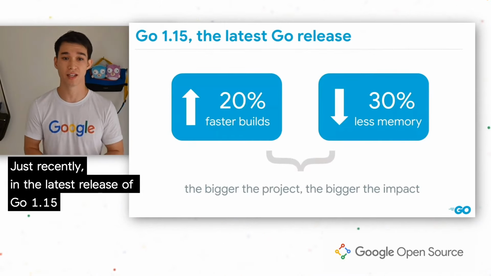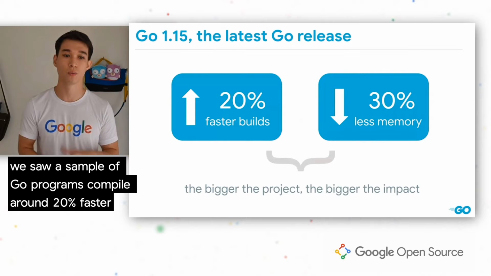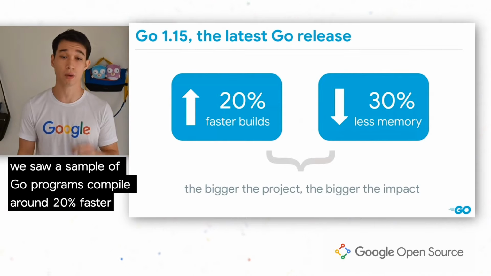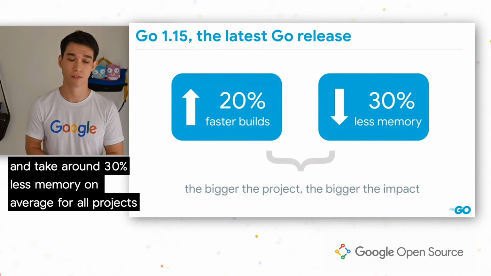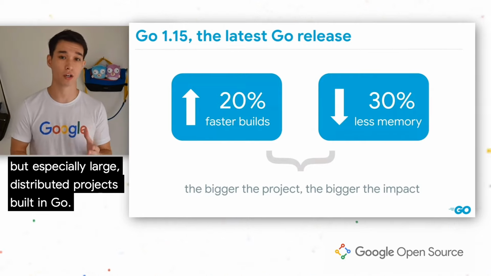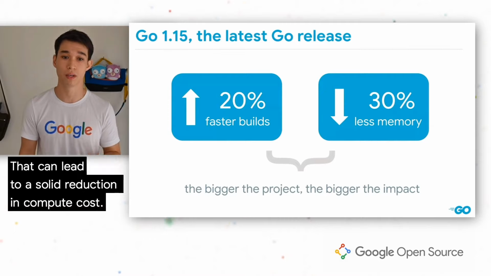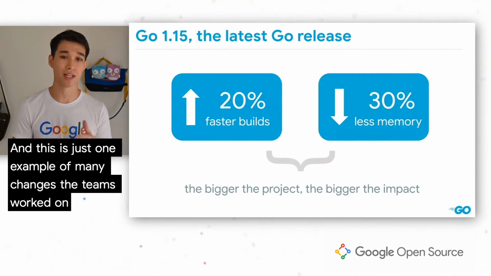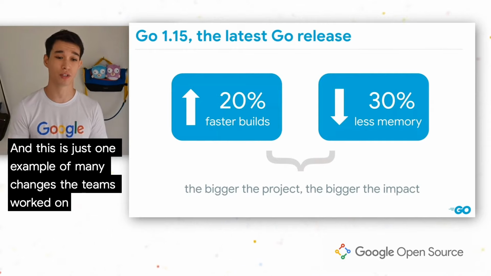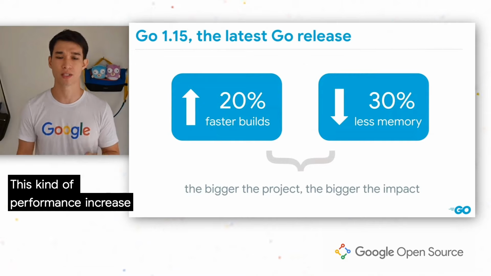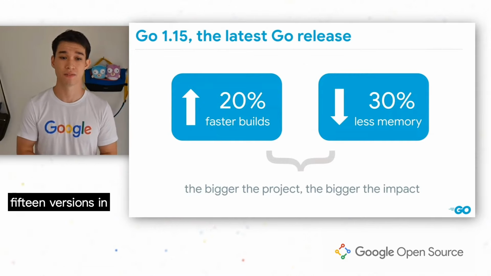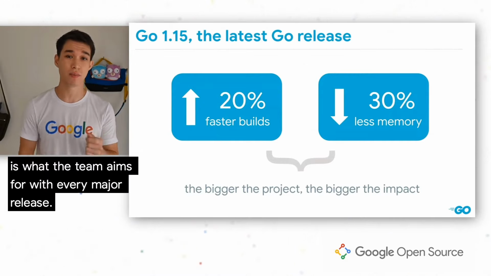Just recently, in the latest release of Go 1.15, we saw a sample of Go programs compile around 20% faster and take around 30% less memory on average for all projects, but especially large distributed projects built in Go. That can lead to a solid reduction in compute costs. And this is just one example of many changes the team has worked on and will continue to work on with the community's help.